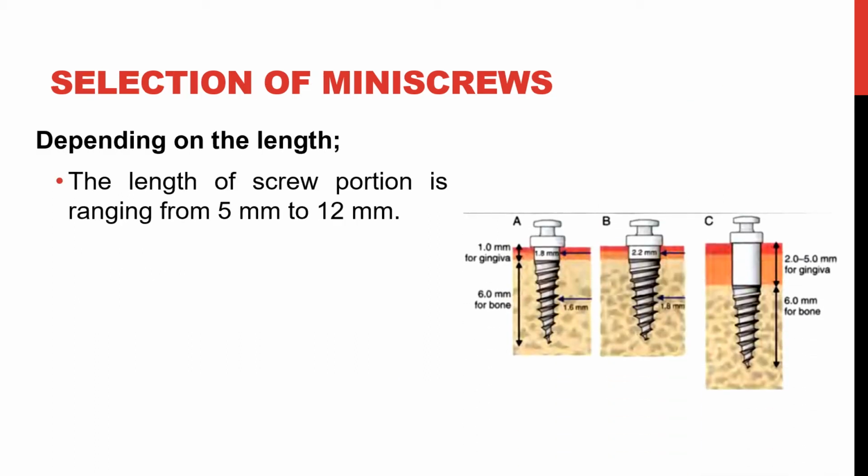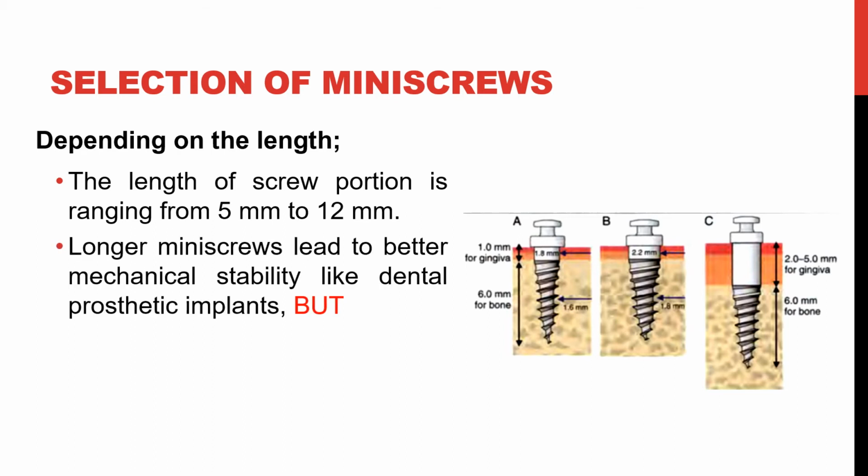How to select the proper mini screw? First, the length of the screw portion ranges from 5 to 12 millimeters. The longer the mini screw, the better the mechanical stability, just like the dental prosthetic implant. But the longer the mini screw, the greater the potential for damage of the adjacent anatomical structures like roots, maxillary sinus, the nerve, etc.